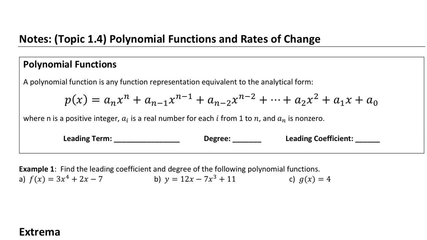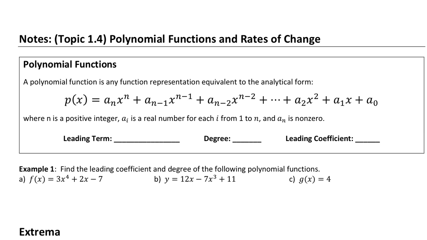So a polynomial function, you've known this. This looks kind of crazy, but it is what you think of when you think of a polynomial function. A polynomial function is any representation equivalent to this analytical form where you have a leading coefficient and some power, and then the powers get smaller each time all the way down to where there's a regular x and then a plain number by itself called a constant. And again, these are words you probably remember from Algebra 2.